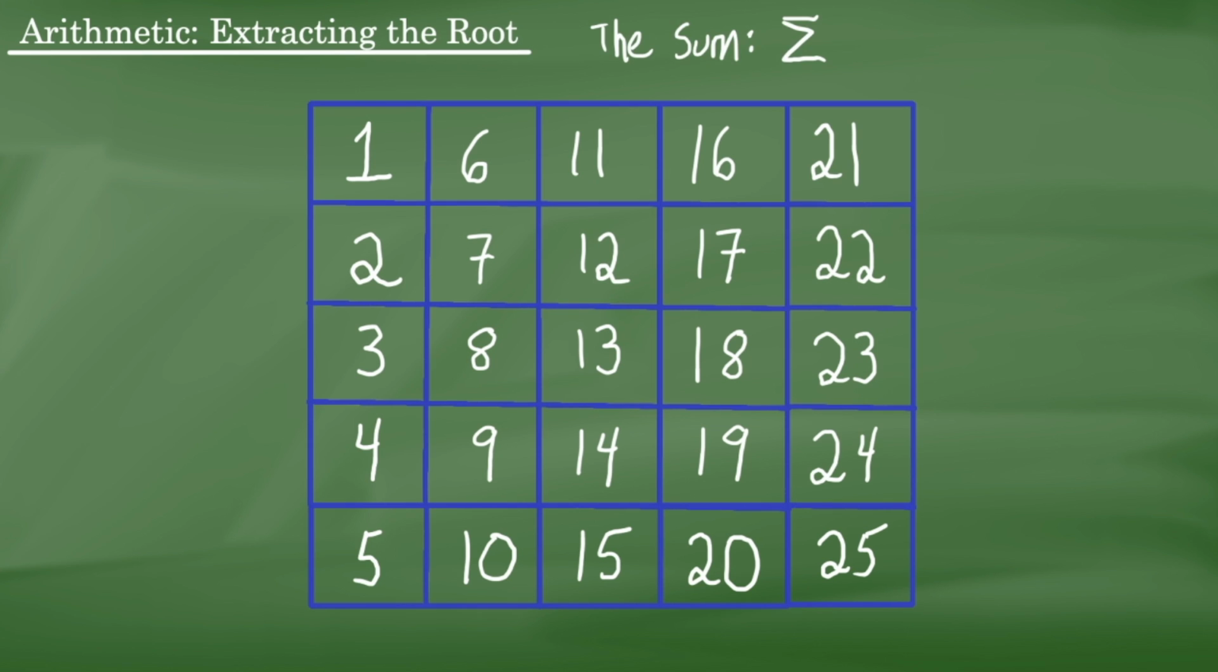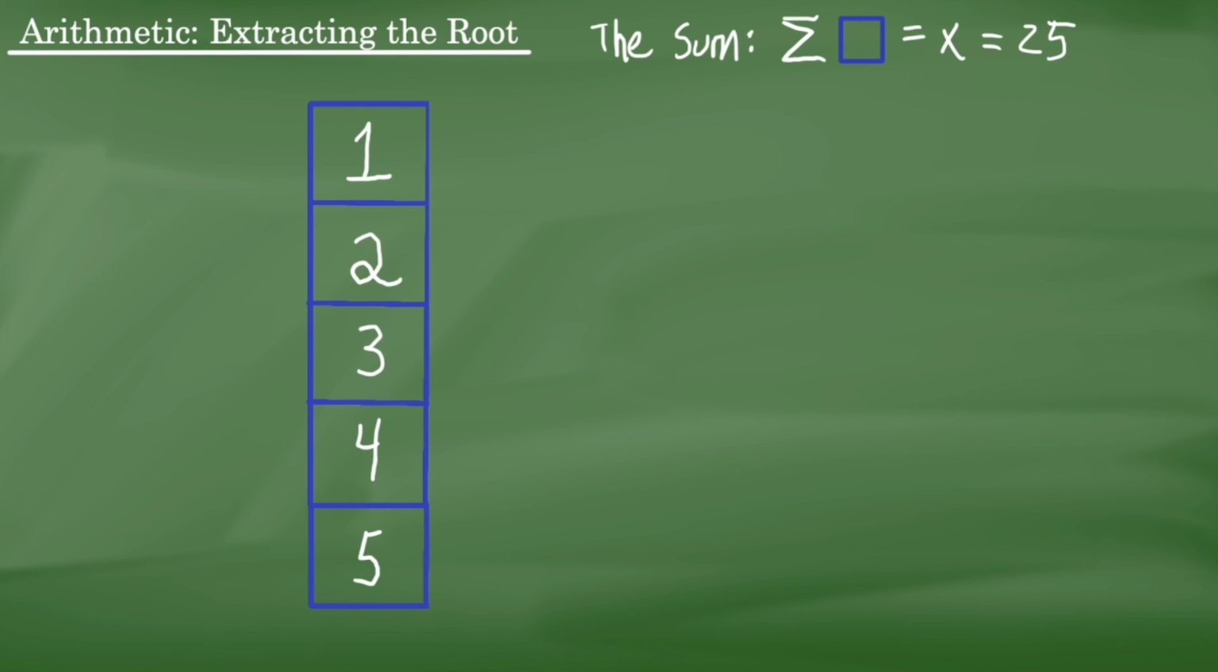The sum, which is denoted with this Greek letter, the sum of the blue squares is equal to x, which is in this case 25. As we said, the root of a square is the length of the side, so the square root of this would be 5. And we can write it like this. The root, this is the root symbol, of x, in this case, would be the root of 25.